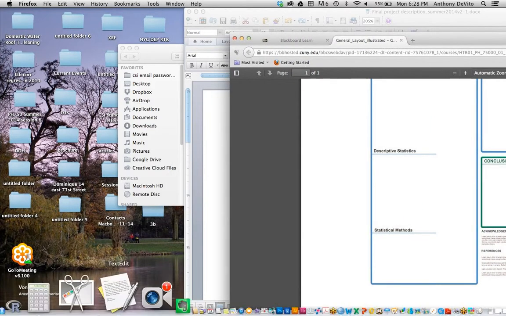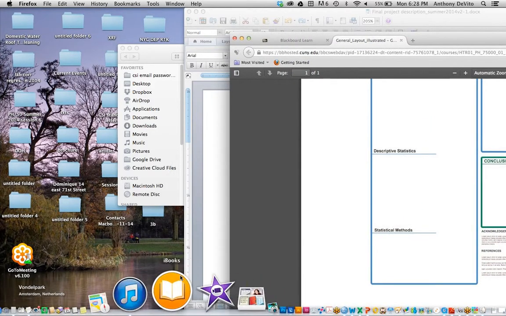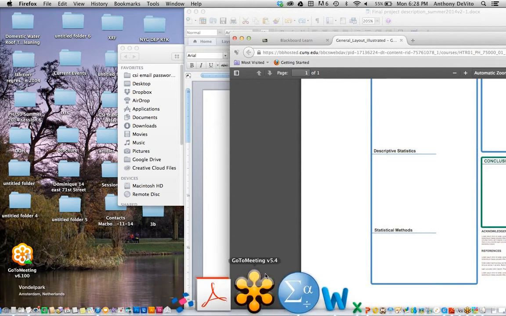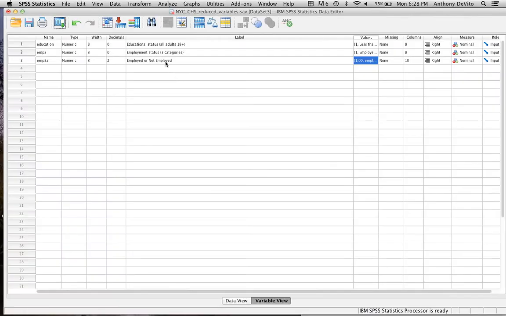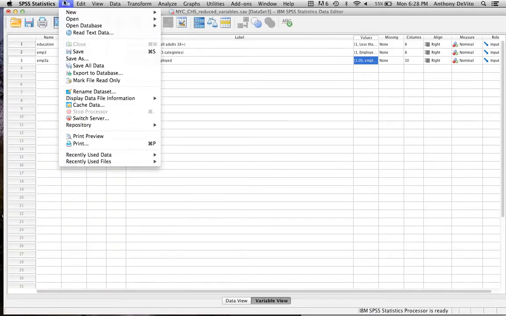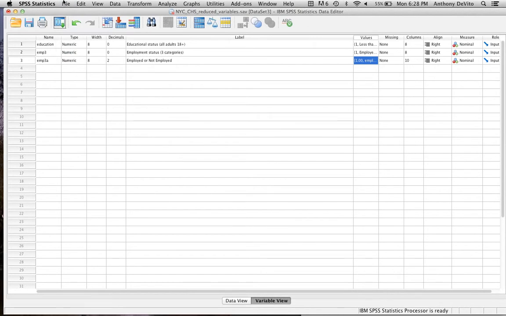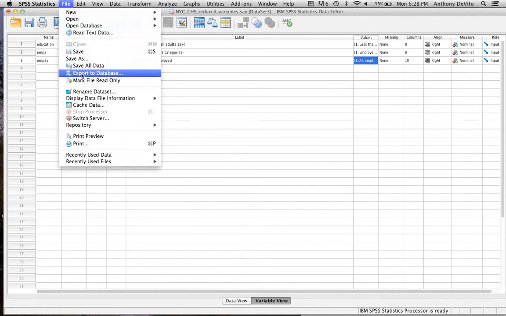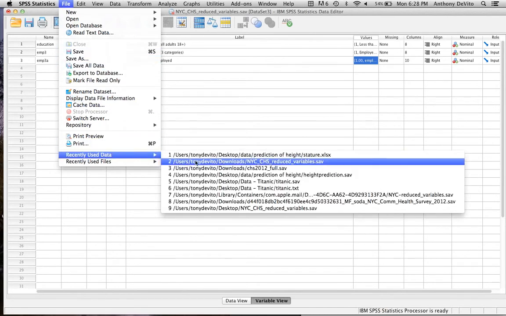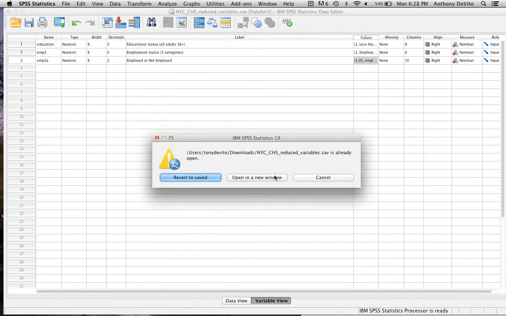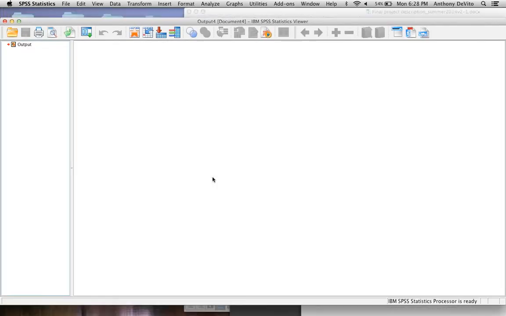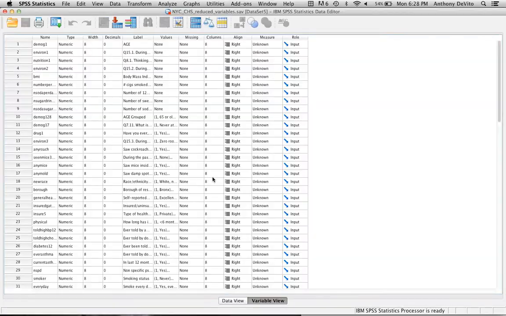Why not? Okay, I'm going to go back to SPSS. Let's give it a try. We have the data for it. I'm going to reopen this data file. Use data. Oh, it's already open. It knows I already opened it. Revert to saved version. Okay, just reopened it.